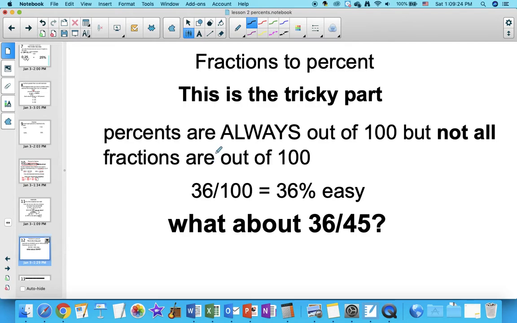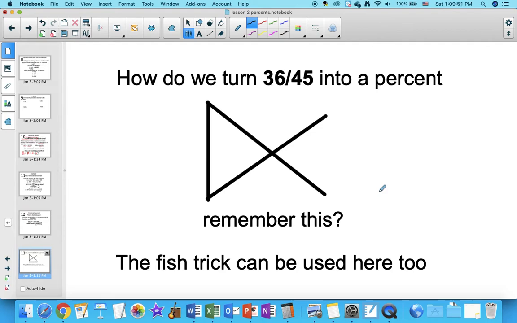Percents are always out of 100, right? All percents are always out of 100, but not all fractions are out of 100. So 36 out of 100 is 36% because it's out of 100. Easy. But what about 36/45? Well, you could do the fish trick, the same trick I showed you for proportional reasoning.